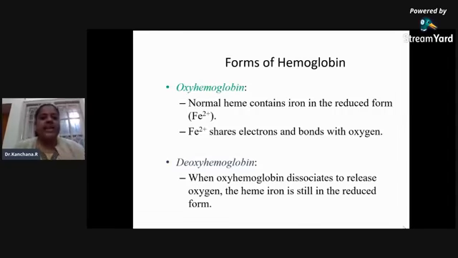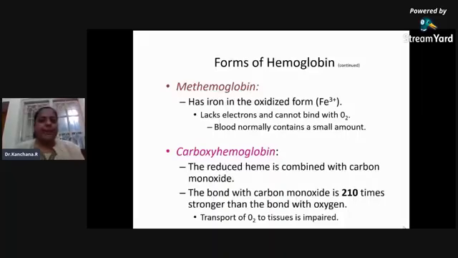In oxyhemoglobin, the normal heme contains iron in the reduced form, Fe2+. It is this Fe2+ which has electrons and binds with oxygen. In deoxyhemoglobin, when oxyhemoglobin dissociates to release oxygen, the heme iron is still in the reduced form. Now methemoglobin, I told you, is when Fe2+ gets oxidized to Fe3+, it lacks electrons and cannot bind with oxygen. Blood normally contains a very small amount of methemoglobin, and it is methemoglobin reductase, an enzyme present within the RBC, which reduces the methemoglobin back to hemoglobin, so that hemoglobin is now free to bind with oxygen.